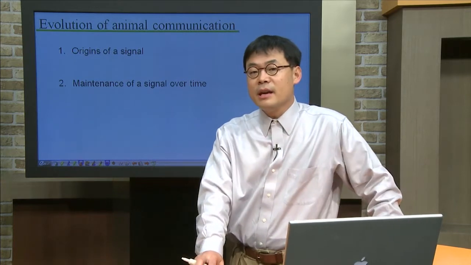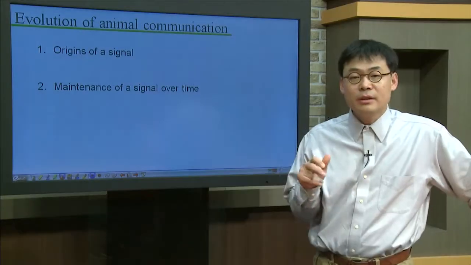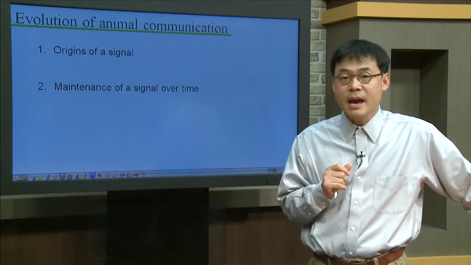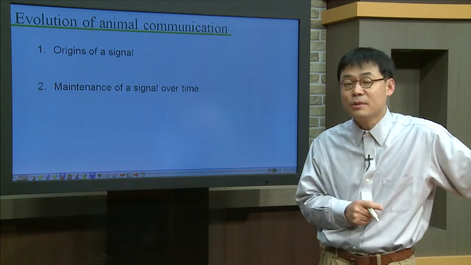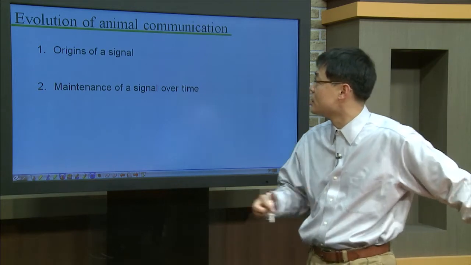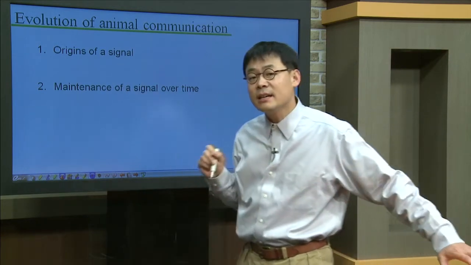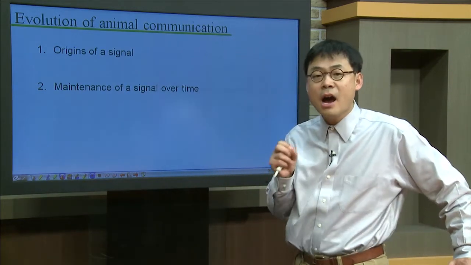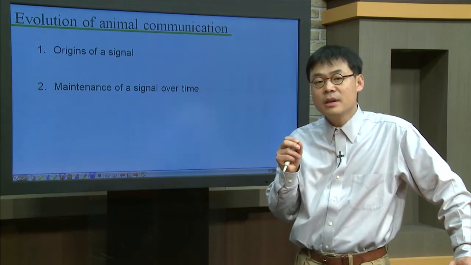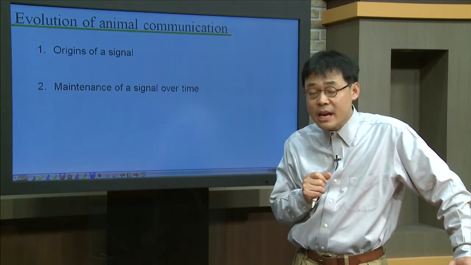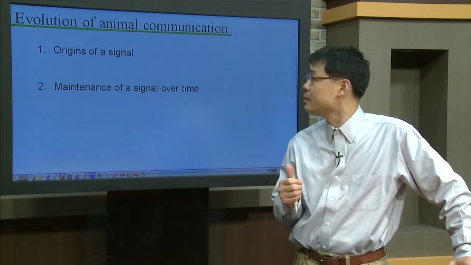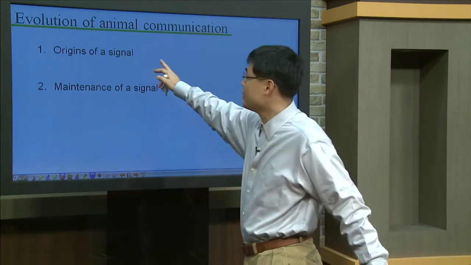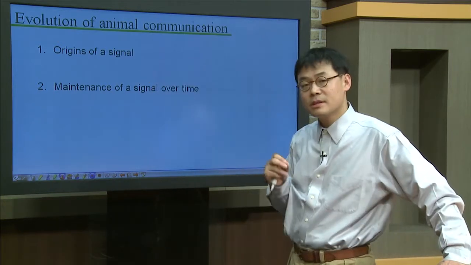And today, I specifically focus on two topics of animal communication, which are fundamental to animal communication. The first, the origins of a signal. What I mean by that is, how is a signal originated or did it take place for the first time? That's out of nothing. That's the first one, origin of a signal.